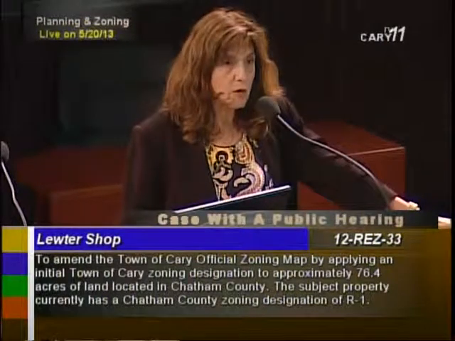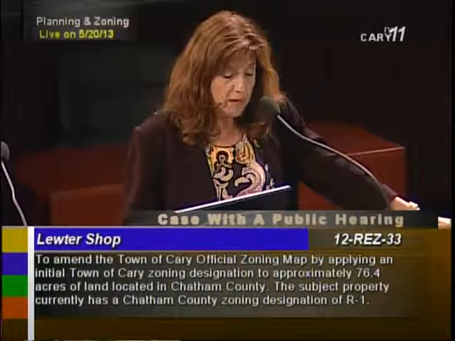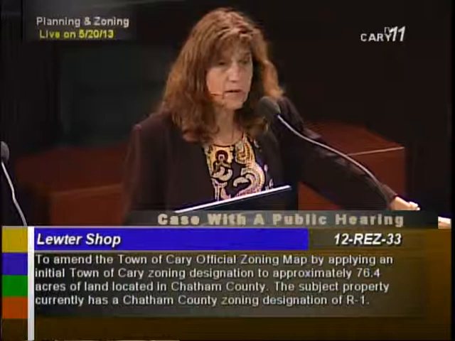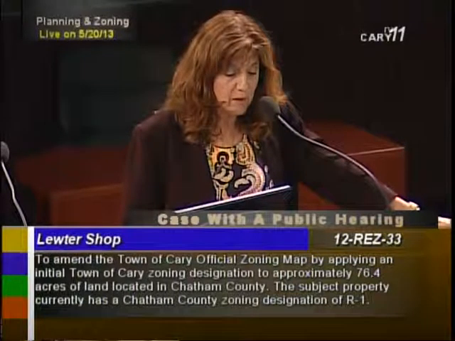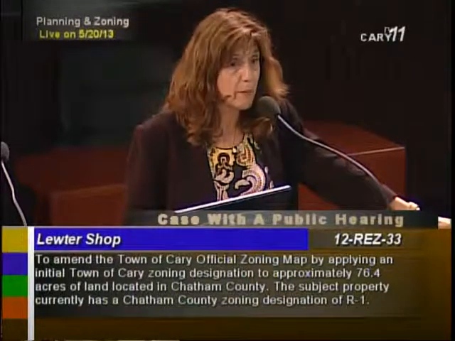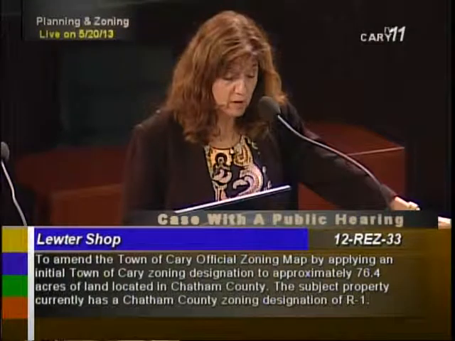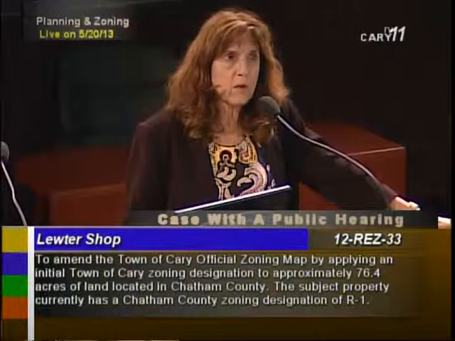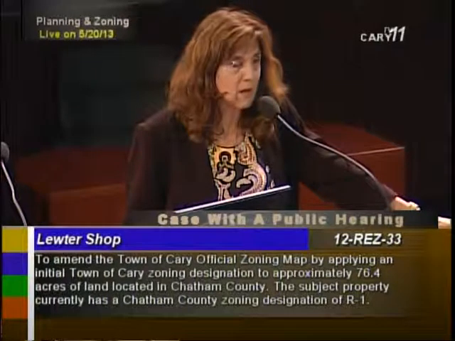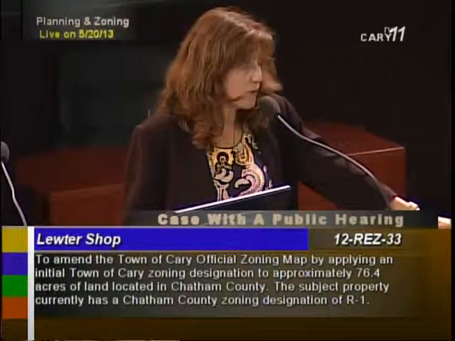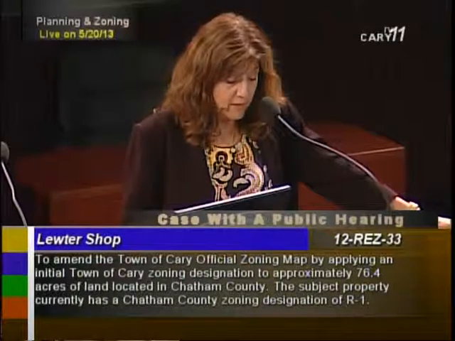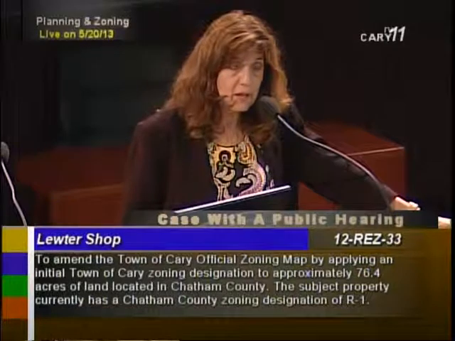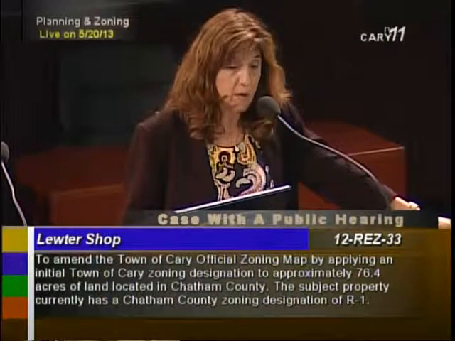As was shown to you, we included a buffer. We increased the lot sizes, so now the minimum lot size on the entire property is 12,000, with a portion of it at 17,500. Again, we have the condition in there that limits density to 2 units per acre to ensure that the project remains in compliance with the Chatham-Cary Joint Plan.